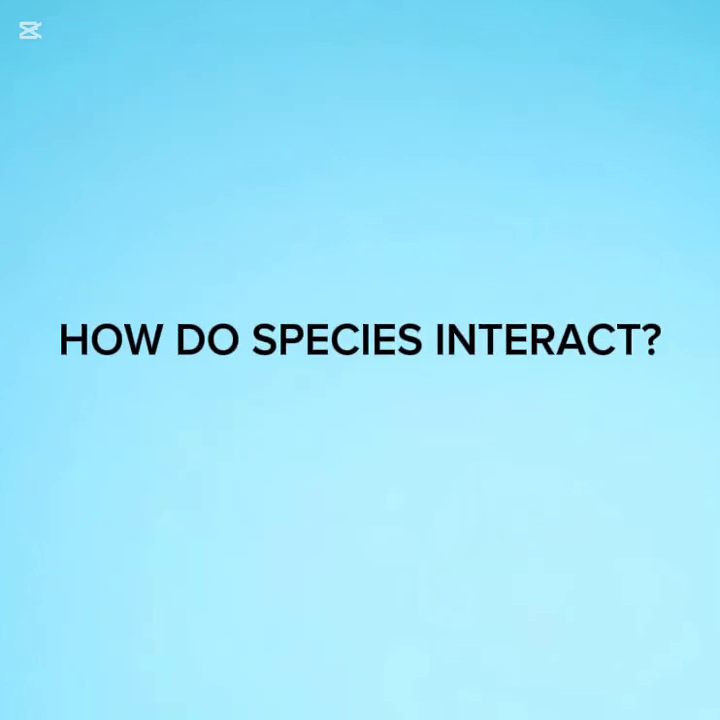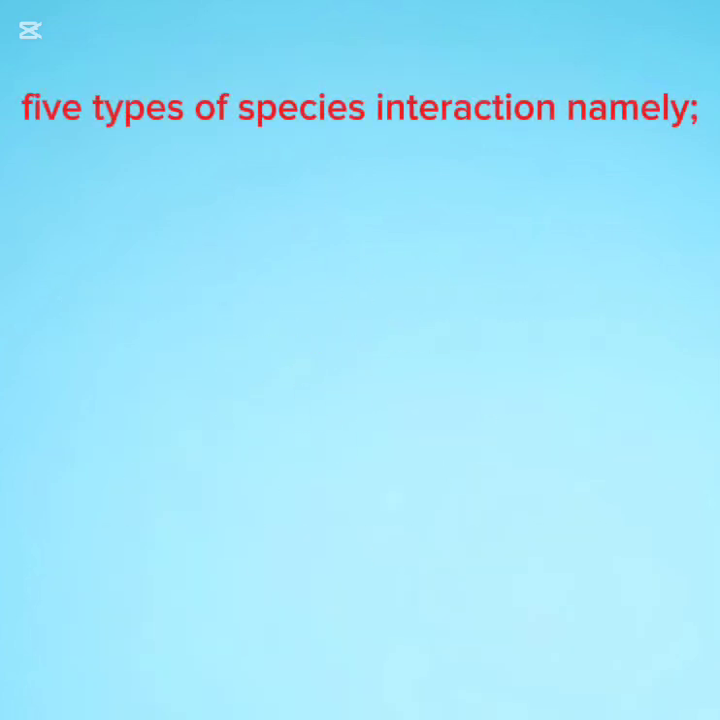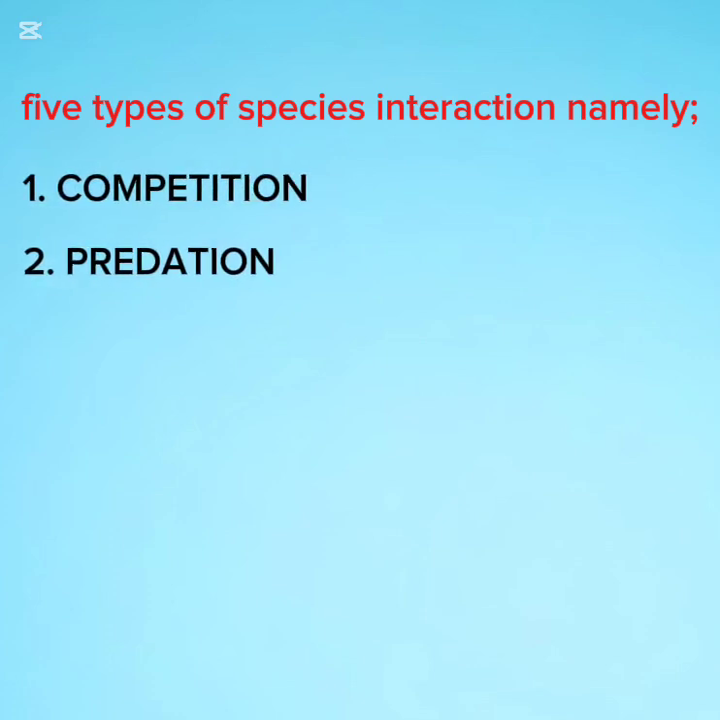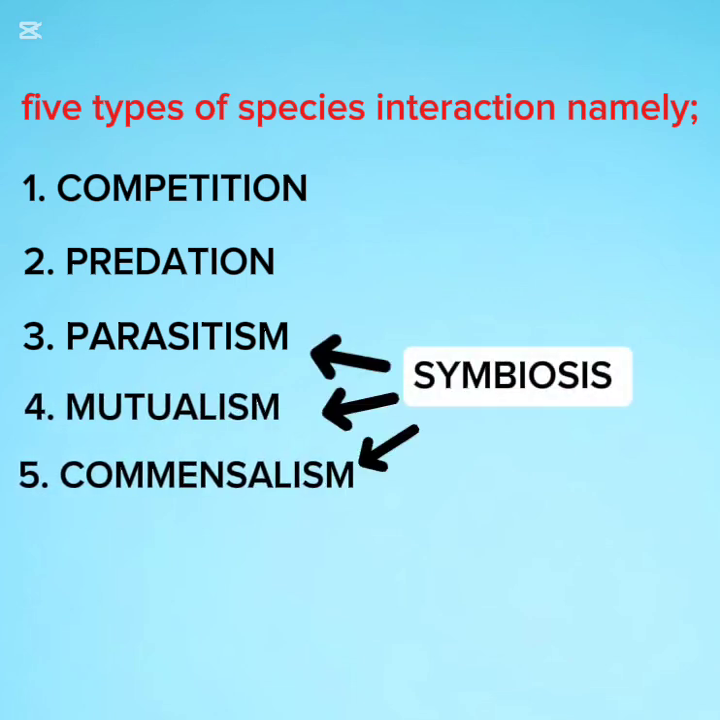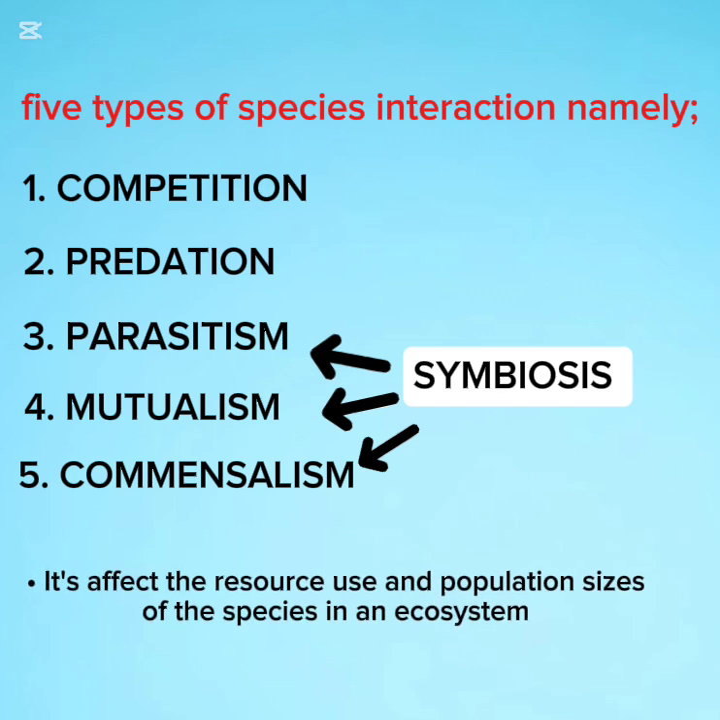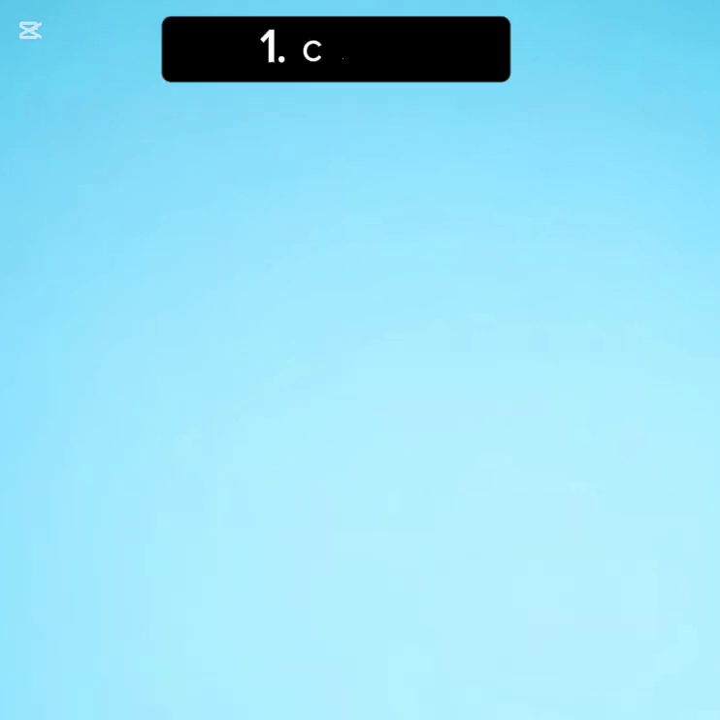How do species interact? There are 5 types of species interaction, namely competition, predation, parasitism, mutualism, and commensalism. Symbiosis is characterized by parasitism, mutualism, and commensalism. These affect the resource use and population sizes of the species in an ecosystem.